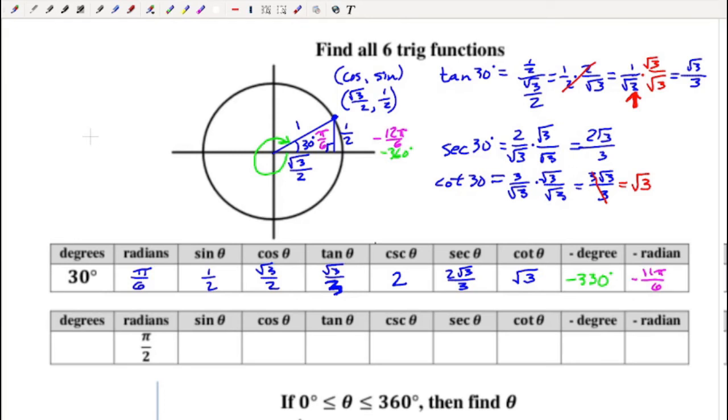Why don't you pause your video now and try this next one that starts you out in radians of pi over 2. Then come back and check and see how you did.